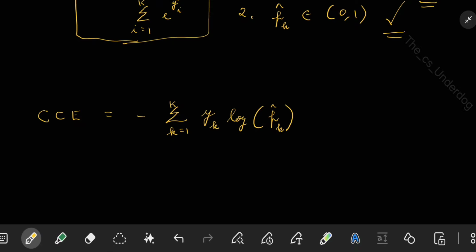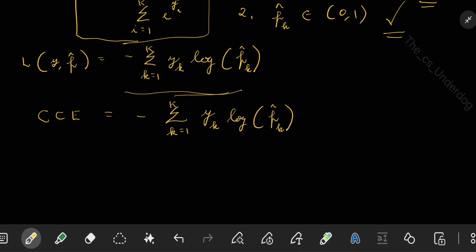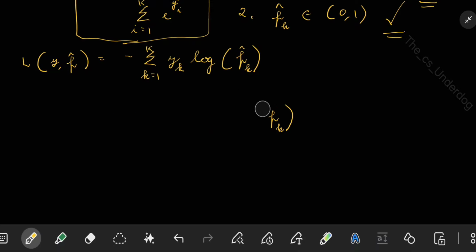I'm erasing the BCE formula. I'll simply write the loss of y, p cap is equal to minus sigma, I'm just rewriting this, k is equal to 1 to K, yk into log of pk cap. So finally, I'll be reaching here. Keep this in mind and understand the whole derivation. Let us start with this.